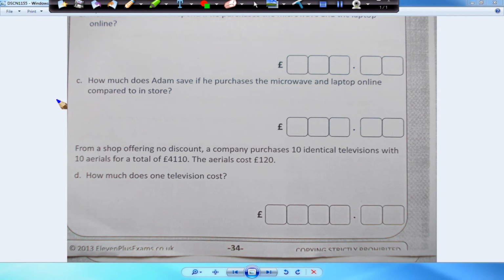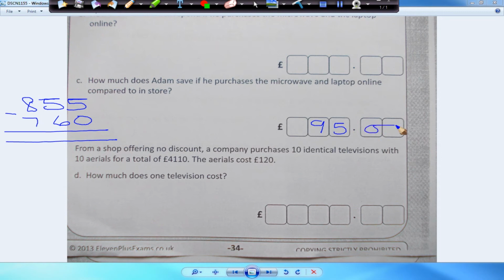Right. Okay, let's have Mr. Harun. Harun, what was the answer for the price in the store? £855. £855 was the price in store that he got. Okay, and what was it online? £760. Are you sure those numbers are right here? Yeah. Okay. So he asks, how much does Adam save? So what do we do now with these numbers? Subtraction. So you have 855 minus 760, and the answer will give us what? £95. Have I put it in the right place here, folks? Yes. The 0, the 0. Okay, good.